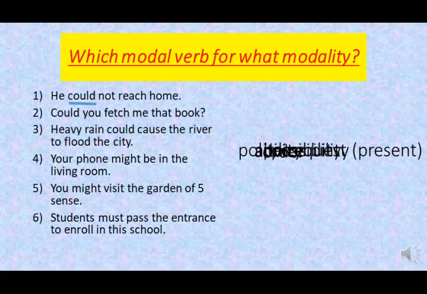Fifth one: you might visit the garden of 5 cents. It is a suggestion that you might visit the garden of 5 cents after your exam. So I am giving you a suggestion or an advice. So fifth one is might, advice. Sixth one: students must pass the entrance exam to enroll in the school. Must. You must pass the entrance exam. If you did not pass, you can't enroll in the school. It's compulsory. So it became an order. Must, order.